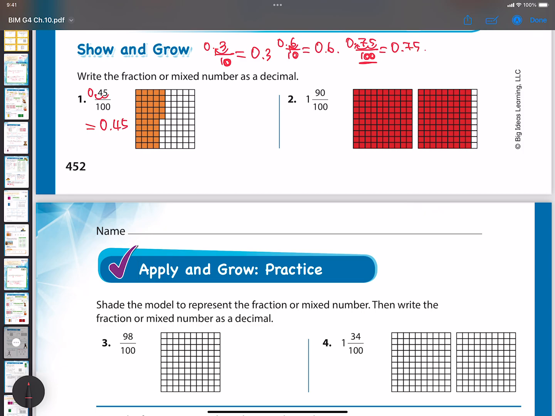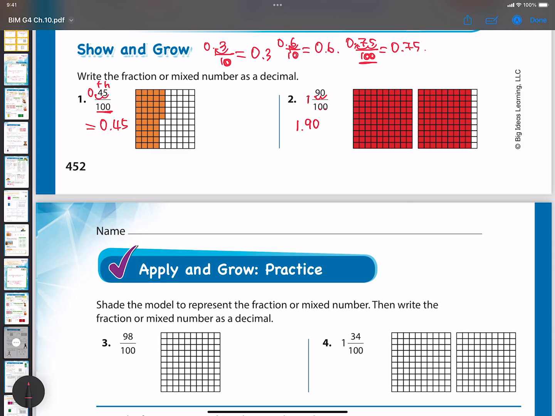0.45. Okay, you're going to learn more to understand why we do this, because this is by place value. This is tenths and this is hundredths. Okay, we have hundredths. Okay, that means, all right, now here we have 1 and what? 1, 2 zeros, 1, 2. So it's going to be what?